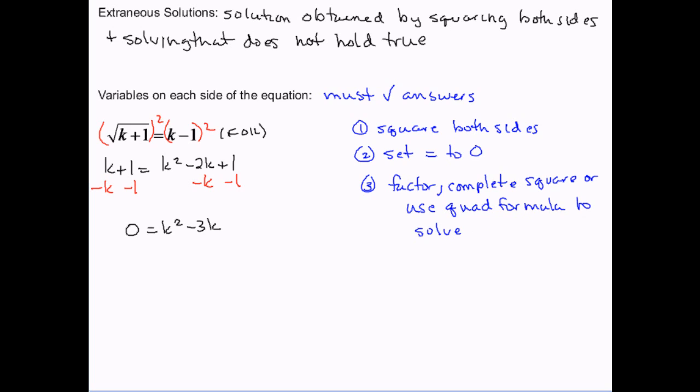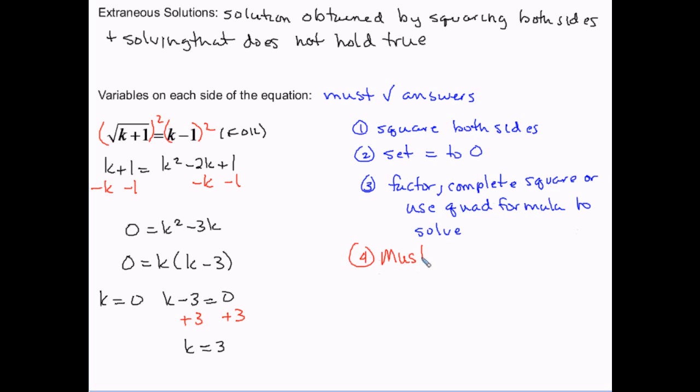Now on this particular one, I'm going to factor because I only have the 2 terms, so I can factor out a k. And when I do that, I set each of these equal to 0. So I get k equals 0 or k equals 3. And then my last step, I have to check both.